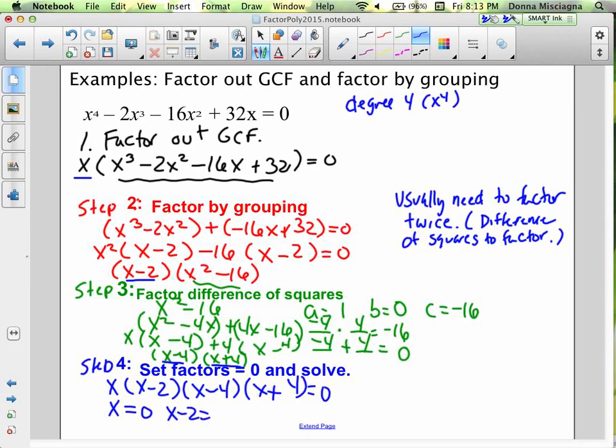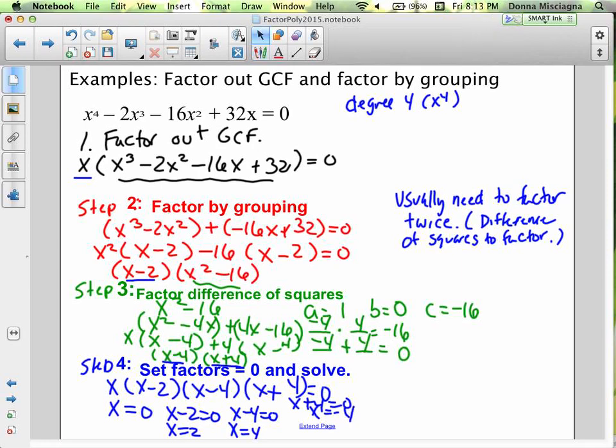x minus 2 is 0, add 2 to both sides, x is 2. x minus 4 is 0, add 4 to both sides, x is 4. And then finally, x plus 4 is 0, subtract 4 from both sides, x is negative 4, and we are done. And that is it. And we have our solutions, except one of them is really crammed in there.